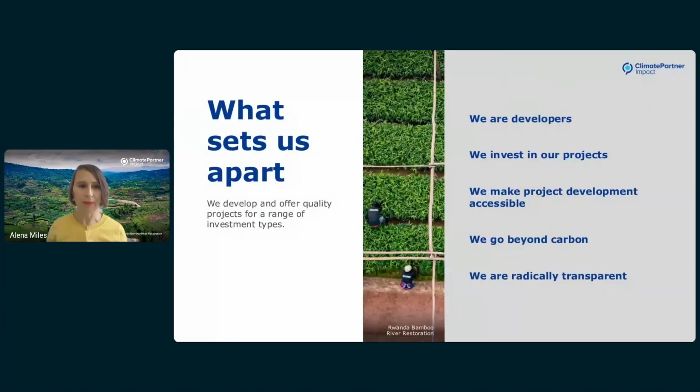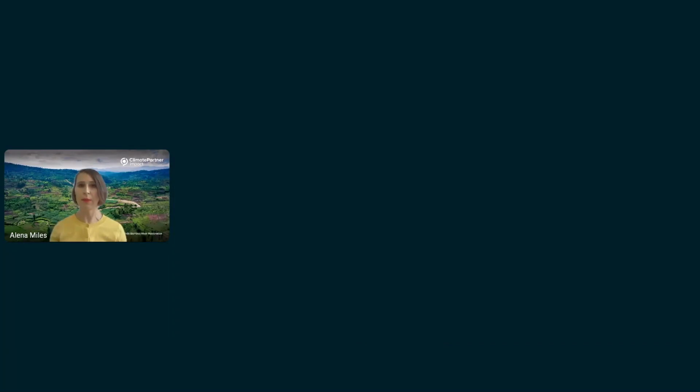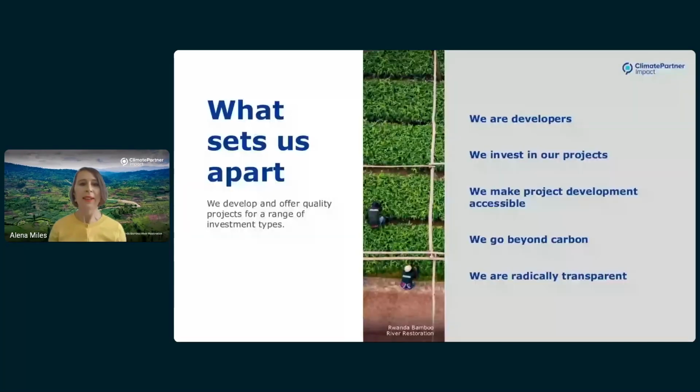Before we jump into a case study, I wanted to quickly mention a little bit more about us and what makes us maybe a little bit different to the other project developers. As I mentioned, we invest in our projects and we get them to the point where they're about to start issuing, which de-risks a lot of the issues.